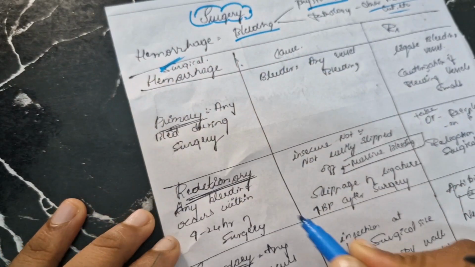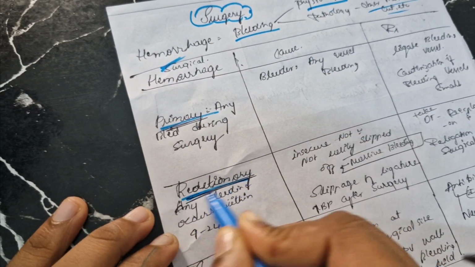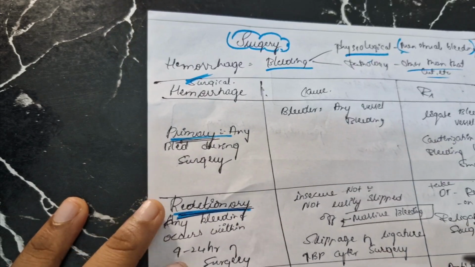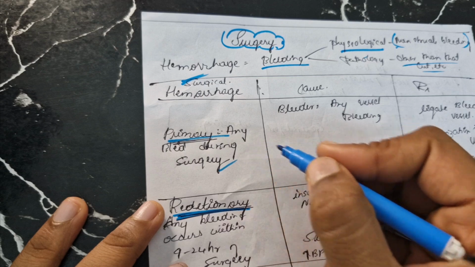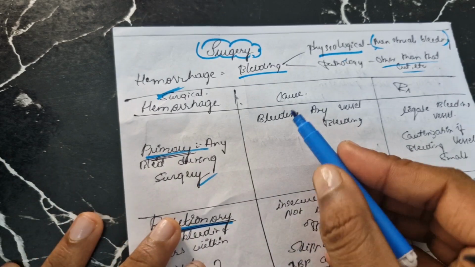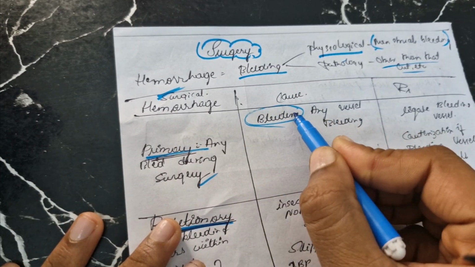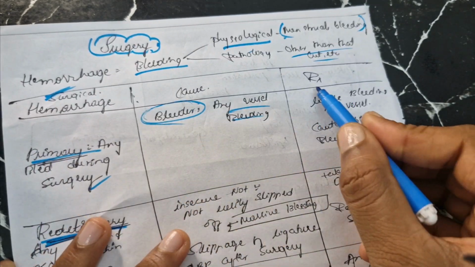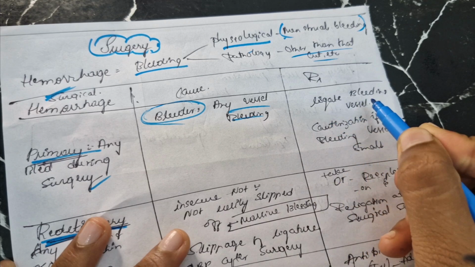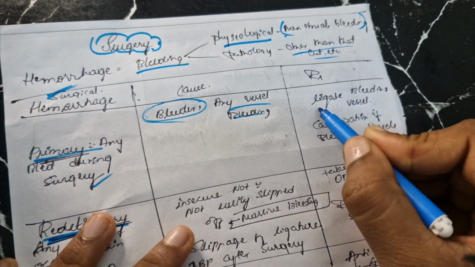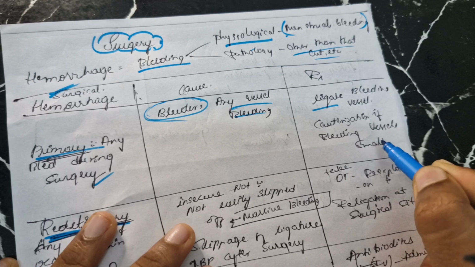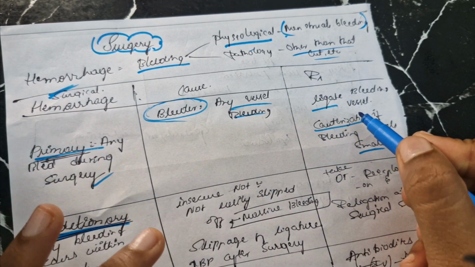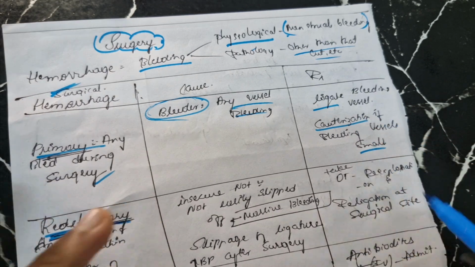Surgical bleeding has three types: primary, reactionary, and secondary. Primary bleeding occurs during the surgery, during the cut. The vessel from where the blood is coming is known as the bleeder. This is the cause. To treat it, the bleeding blood vessel will be visible, and we have to ligate the vessel, or if it is a very small vessel, cauterization should be done.